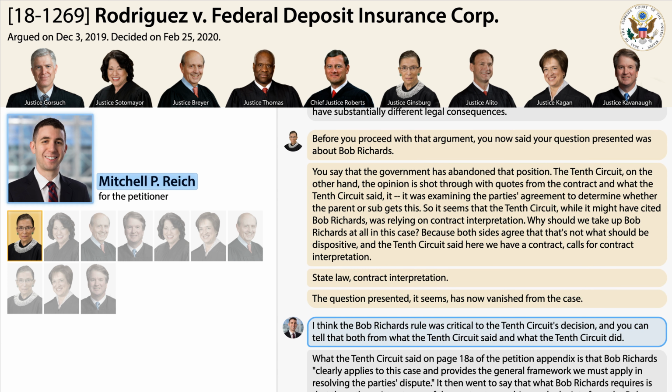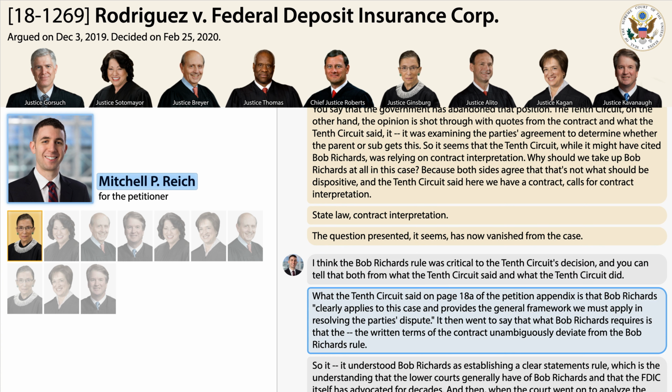I think the Bob Richards rule was critical to the Tenth Circuit's decision, and you can tell that both from what the Tenth Circuit said and what the Tenth Circuit did. What the Tenth Circuit said on page 18A of the petition appendix is that Bob Richards, quote, clearly applies to this case and provides the general framework we must apply in resolving the parties' dispute. It then went on to say that what Bob Richards requires is that the written terms of the contract unambiguously deviate from the Bob Richards rule.